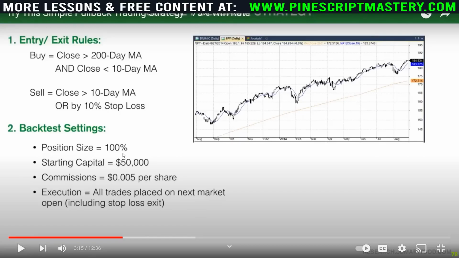We have a position size of 100% of our capital. No leverage is used. Starting capital in this backtest is $50,000 US. Commissions is 0.005 cents per share, which is the Interactive Brokers rate. And execution is entering trades on the next bar's open, which is luckily how the TradingView strategy tester works. So that's really easy to emulate in today's lesson. So let's jump into the Pine editor and start coding this into Pine code.